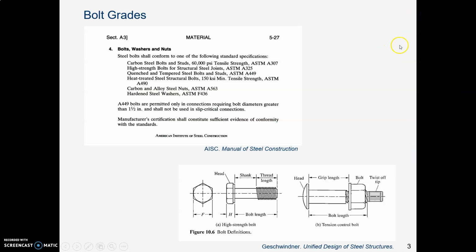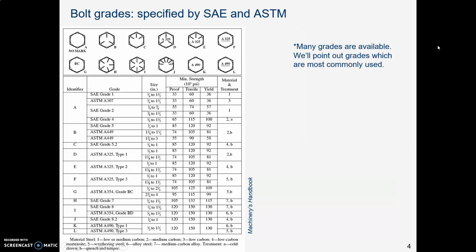So first, bolt grades. There are two different systems for standardizing the grades of bolts. One system uses SAE, I'm going to tell you what that is, and one system uses ASTM, and they are all put together here in this table out of Machinery's Handbook. There are lots of different grades of bolts. We'll just look at the ones that are most common.